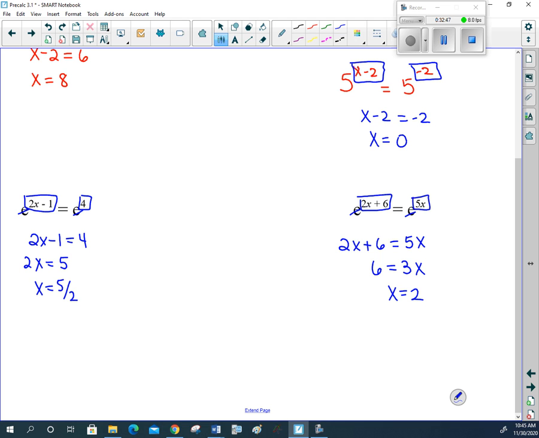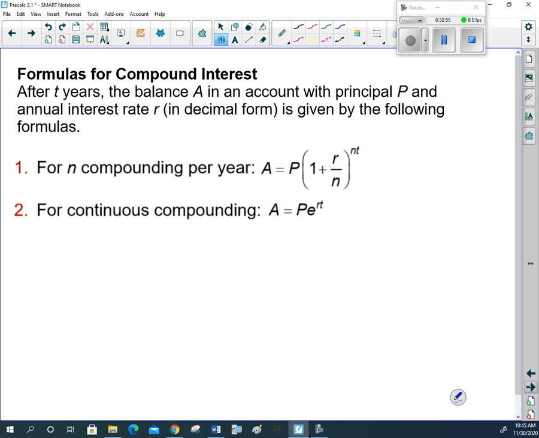Okay, so there's just an application there of rewriting a number so that you have the same base on both the left and the right-hand side so you can compare the exponents. And now we're just going to do a couple of problems that deal with application problems with exponential functions. So exponential functions usually go into finance. So application there would be finance.